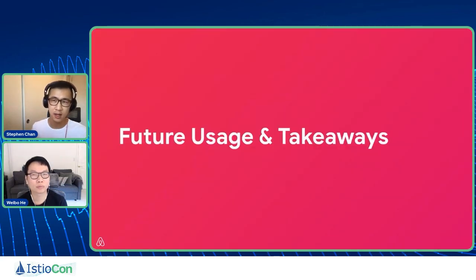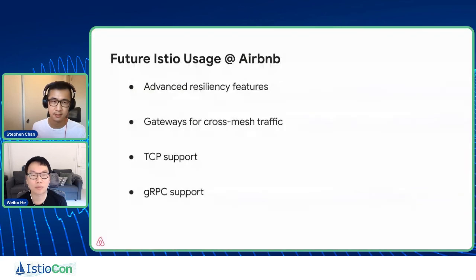We've covered a lot about how we're currently using Istio at Airbnb. Let's talk about how we plan on using it in the future, as well as some takeaways from this talk. First, we're going to continue expanding our usage of resiliency features. Right now, we're making use of retries, outlier detection, and locality load balancing, and we hope that adaptive concurrency control can be added as a feature soon. As Weibo mentioned, we're going to build meshes in many regions, so we'll make more usage of gateways for cross-mesh traffic. Finally, we'll support a larger variety of workloads as we migrate from SmartStack to Istio, including TCP and gRPC services.